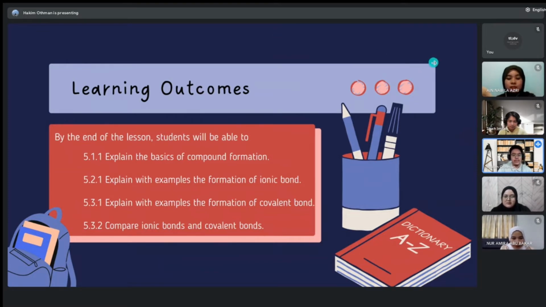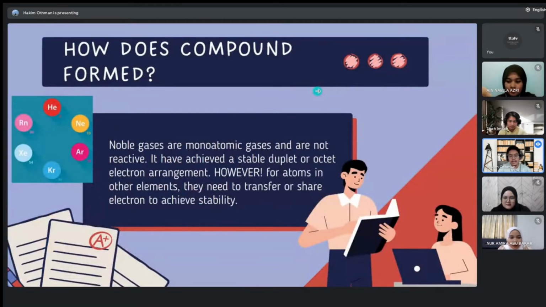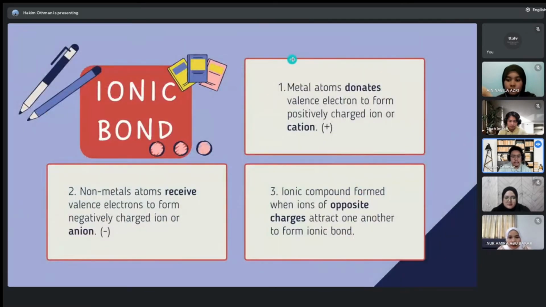So, the first one is we're going to take a look at how compounds form. Basically, noble gases are monoatomic gases that are not reactive because they have achieved a stable duplet, which is 2, or octet, which is 8, electron arrangement. However, atoms of other elements need to transfer or share their electrons to achieve stability. Okay, so the first one is ionic bond.